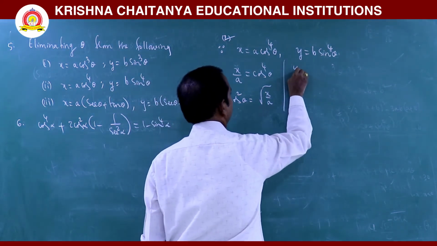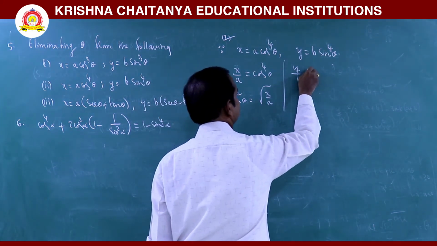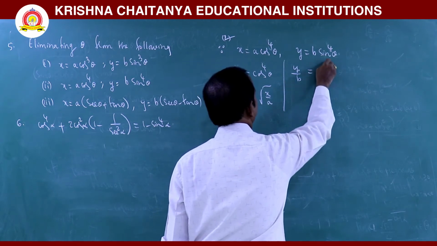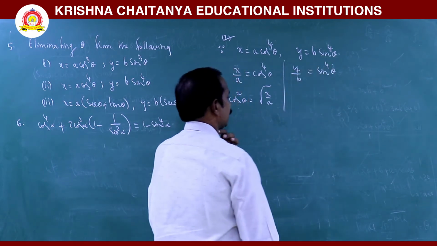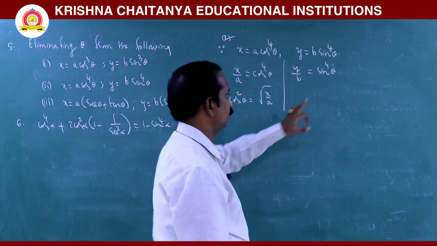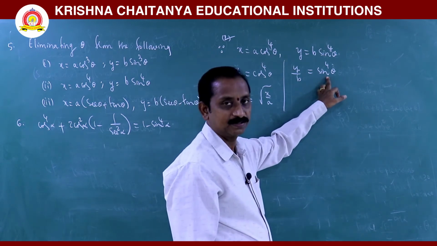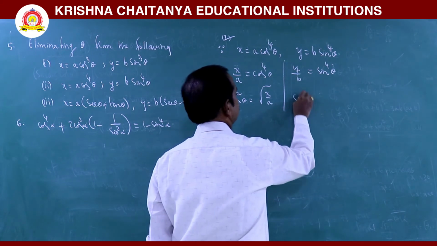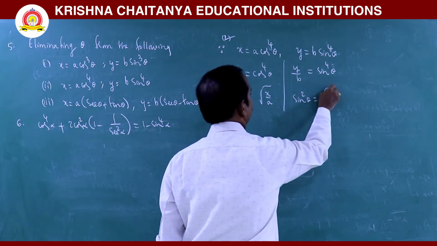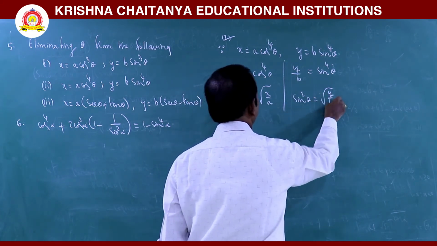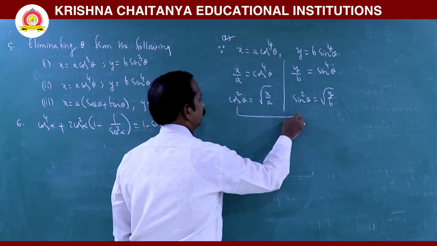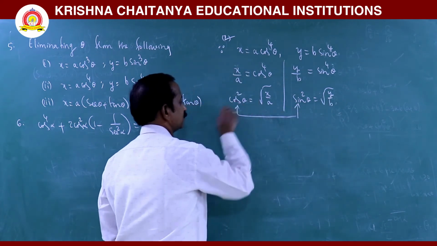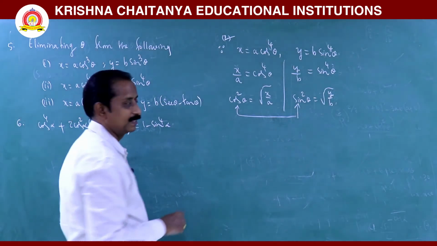Now dividing by b, it becomes y by b. So it becomes what? Sine power 4 theta. We need sine square theta. So we can write sine power 4 theta as sine square theta whole square. Now sine square theta is equal to, from this one, root of y by b. What is the identity from the given two equations? Sine square theta plus cos square theta is equal to 1.